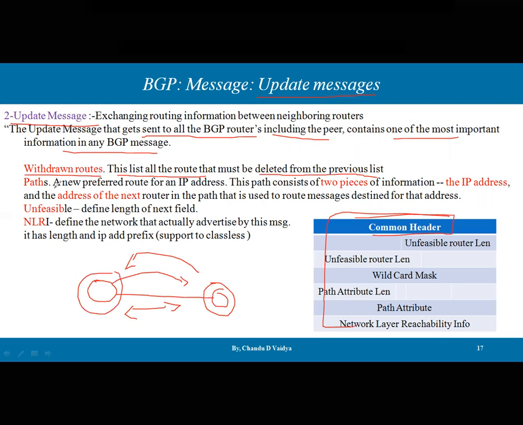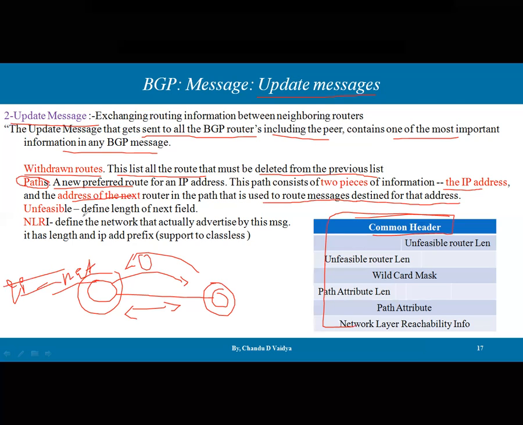Then path attributes, a new preferred route for the IP addresses. This path consists of two pieces of information, that is the IP address and the address of the next hop, we can say the next router. This path is used to route the message to the destination for that particular address. So what is the path? The path keeps the information of the IP address of my system and the next hop from me, so that I can reach the destination. So this is very important, guys.